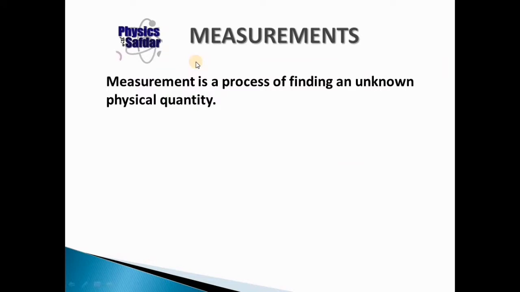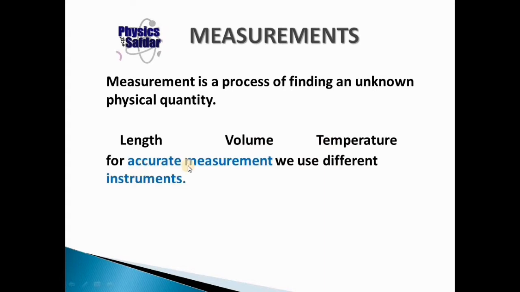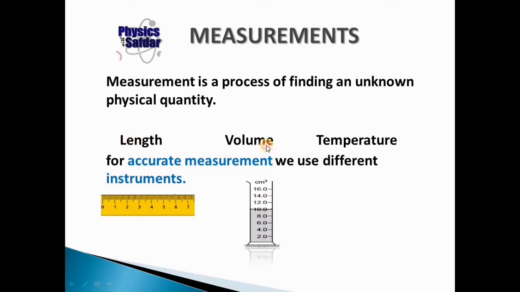Hello students, the topic we are going to learn today is measurement. What is measurement actually? Measurement is a process of finding an unknown physical quantity. Physical quantity means anything that can be measurable. It could be a length, volume, and temperature. For accurate measurement, we use different types of instrument. Like for length, we could use a meter rule. For volume, measuring cylinder. For temperature, thermometer.